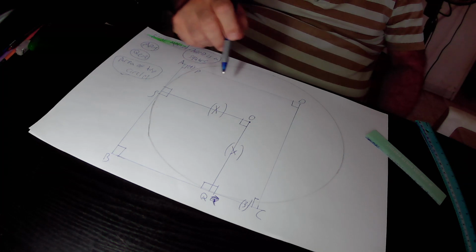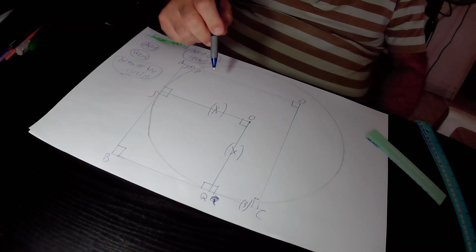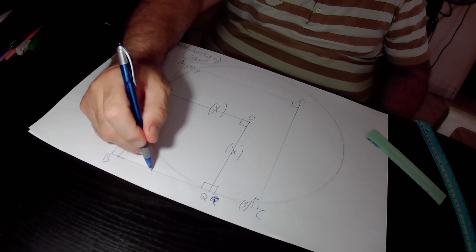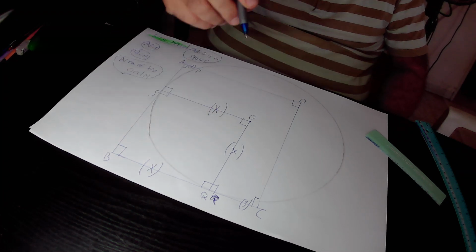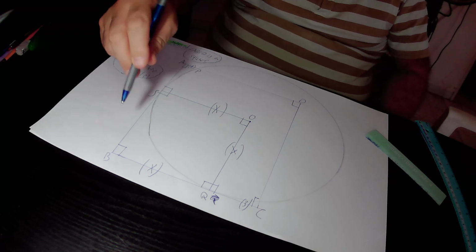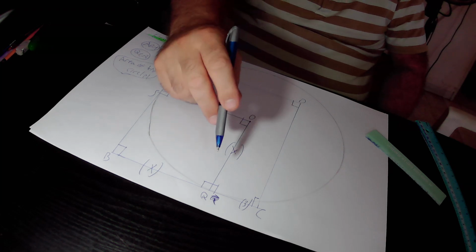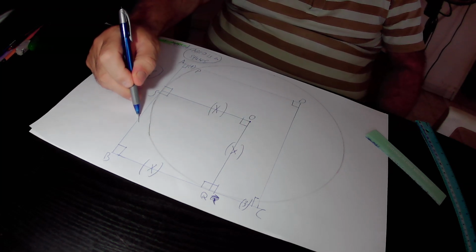So in rectangle OSBQ, side OS must be equal to the opposite side BQ. But OS is x, therefore BQ must also be equal to x units in length. Likewise, according to the same rule, in the same rectangle OSBQ, side OQ must be equal to the opposite side SB. But OQ is x, therefore SB must also be equal to x units in length.